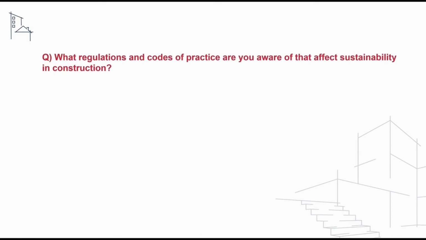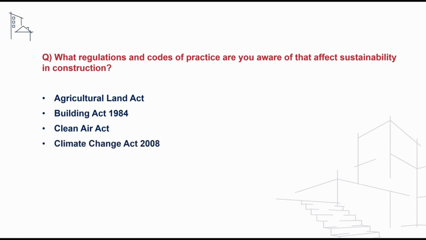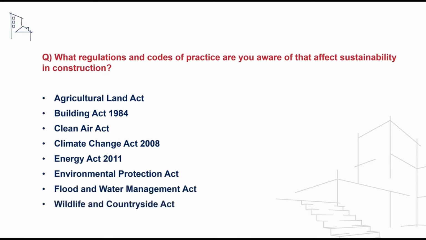The next question we'll take a look at is: what regulations and codes of practice are you aware of that affect sustainability within construction? To address this, we could make reference to the Agricultural Land Act, the Building Act, which enforces the building regulations, the Clean Air Act, which gives local authorities power to control air pollution, the Climate Change Act, which is a legally binding commitment to cut emissions and greenhouse gases, the Energy Act, where it's now unlawful to rent out residential or business premises that do not reach a minimum energy efficiency standard, the Environmental Protection Act, which sets out regulations regarding the controlled disposal of household, industrial and commercial waste, the Flood and Water Management Act, and the Wildlife and Countryside Act.